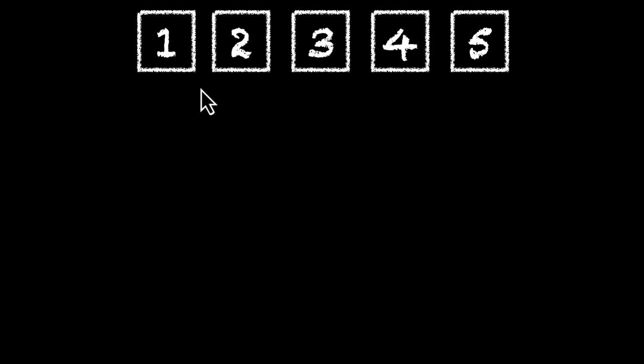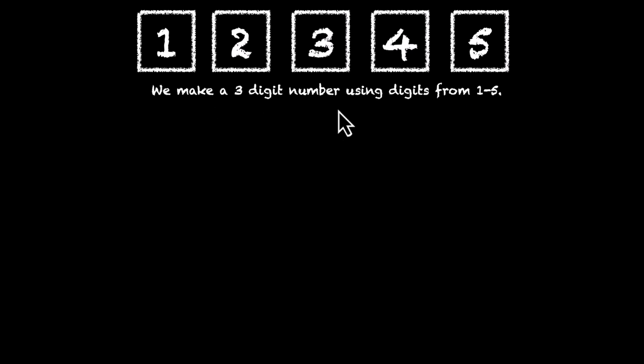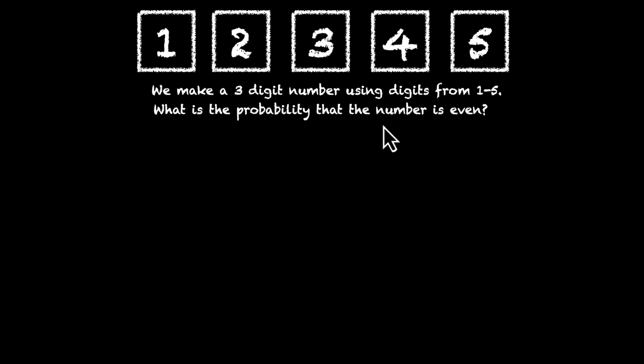Let's try one more. 1, 2, 3, 4, 5. We have these 5 digits. We are making 3-digit numbers. What is the probability that the number that we make is even? Pause the video, try this out.